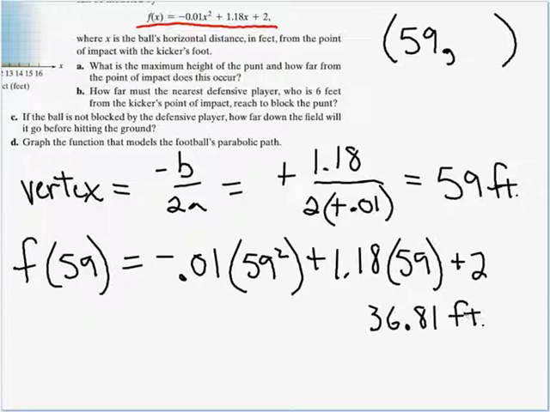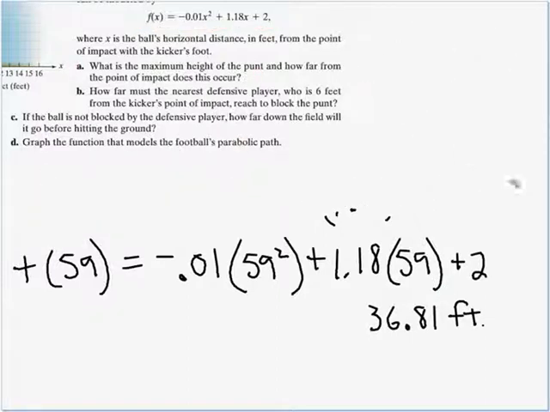36.81 feet. So that'll go in here, 36.81. All right, back to the question. What's the maximum height of the punt and how far from the point of impact does it occur? So one of these numbers is the height, the other is how far from the point of impact. Of course, the y value is our height. That's what we measure on the y-axis. The punt's going to go up and come down. So this height is over on the y-axis. That's the 36.81. And that height occurs at a distance of 59 feet from the kicker. So we've answered part A. And we found the vertex.